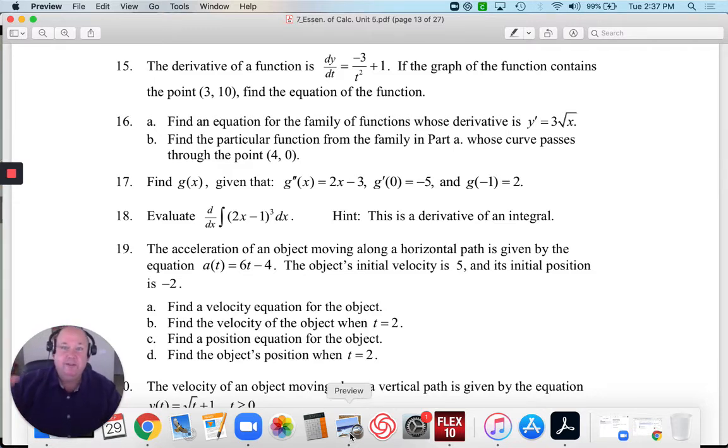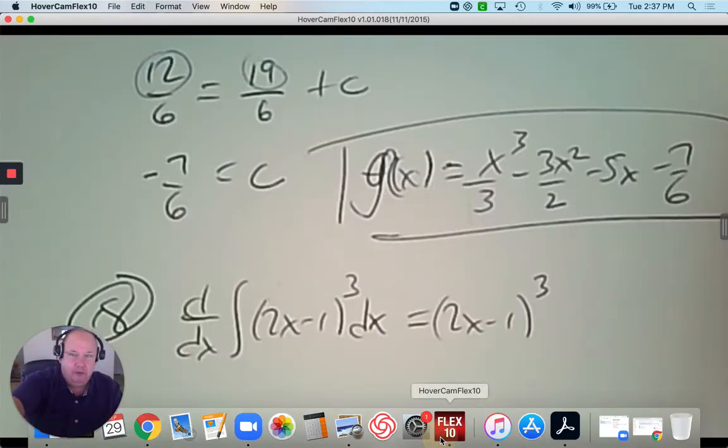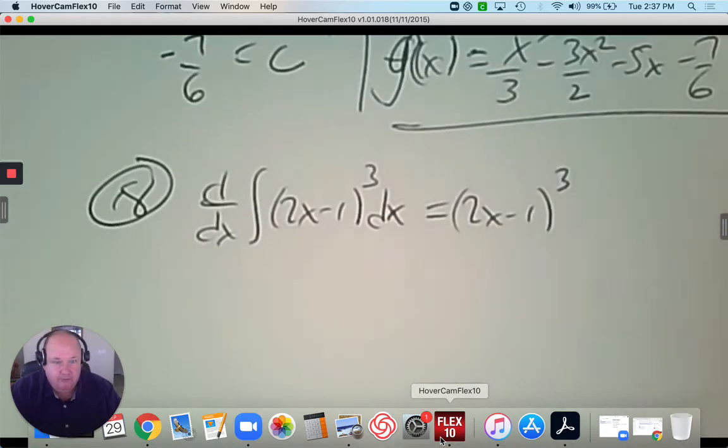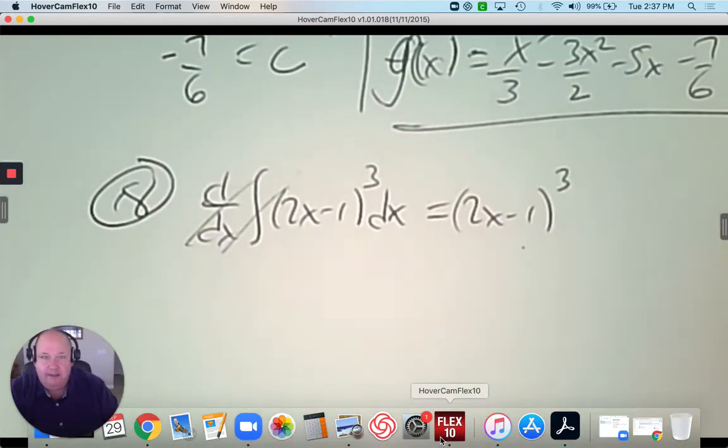And it says hint, this is that derivative of an integration. So the basic hint is they undo each other. So the answer is just 2x subtract 1 cubed. That's part of the fundamental theorem of calculus, which we're going to learn in the next lesson. So they undo, and you're left with that. Pretty simple.